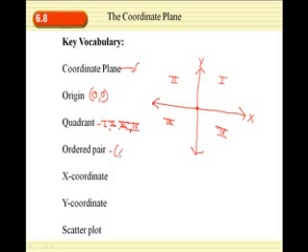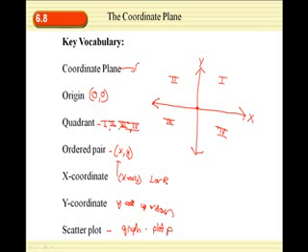An ordered pair is a pair of numbers, a location like on the grid that's given. The x value is given first, the y value is given second. So you always start at the origin and you move either left or right depending on whether x is positive or negative, and then up or down for the y value. The x coordinate is on the x-axis, it moves left or right, and the y coordinate is on the y-axis, moving up or down. A scatter plot is a graph that you plot points, and we'll do one of those.